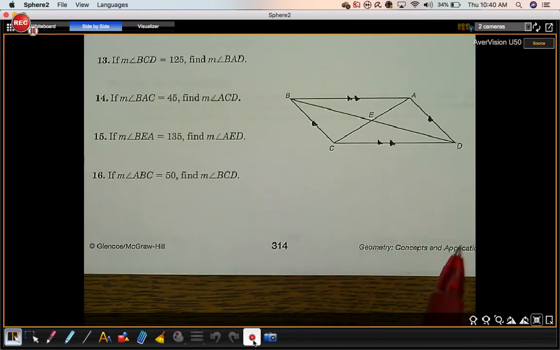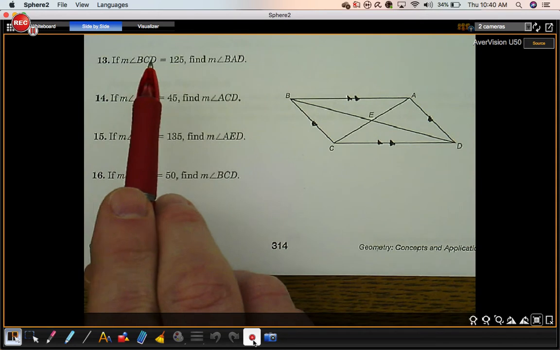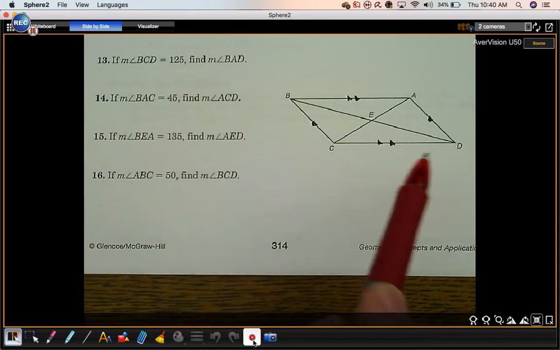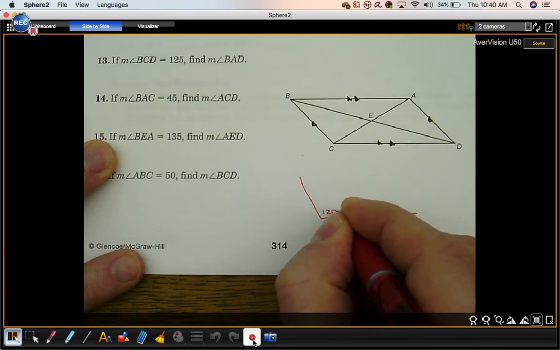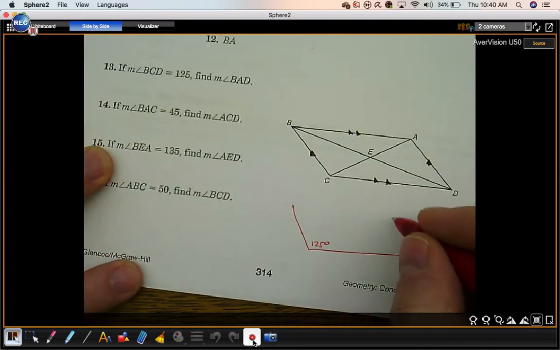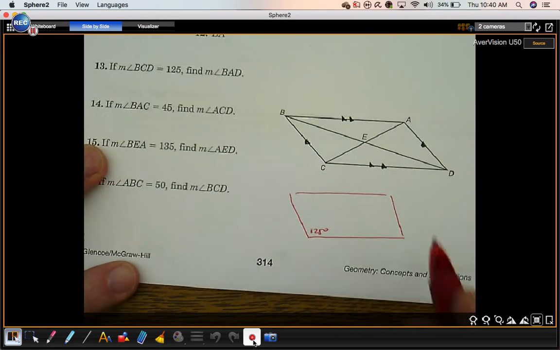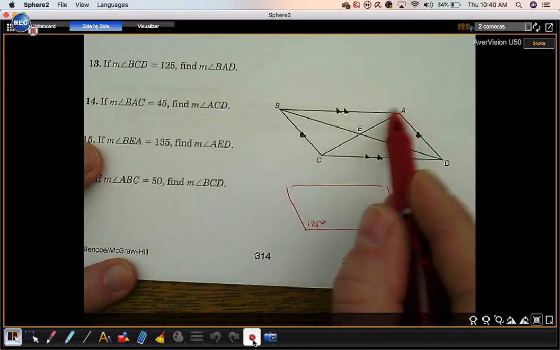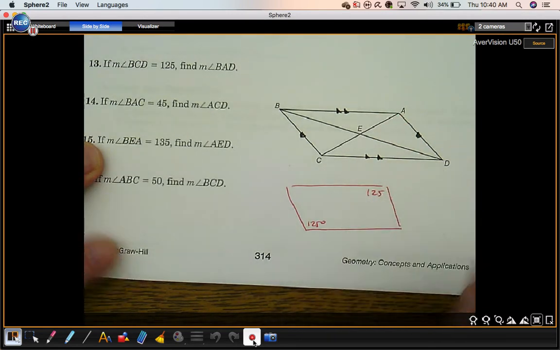13 through 16, I'm assuming we're using this diagram. It doesn't say. It's a parallelogram though. The measure of angle BCD, that's this entire angle down here. That's this angle. Find the measure of angle BAD. Angle BAD, use your finger or your pencil to trace it if you're not sure. It's going to be that guy up there.